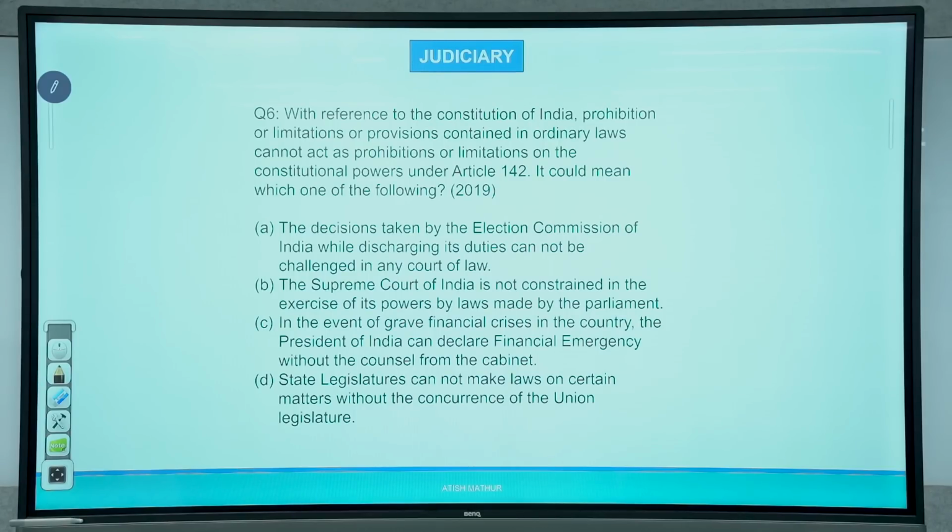Why? State legislatures can only make laws on the state list and concurrent list.